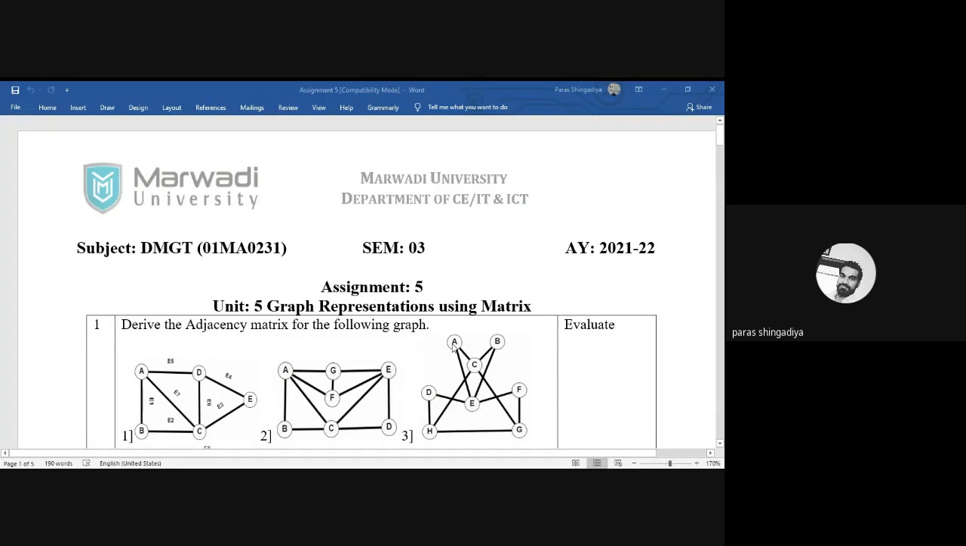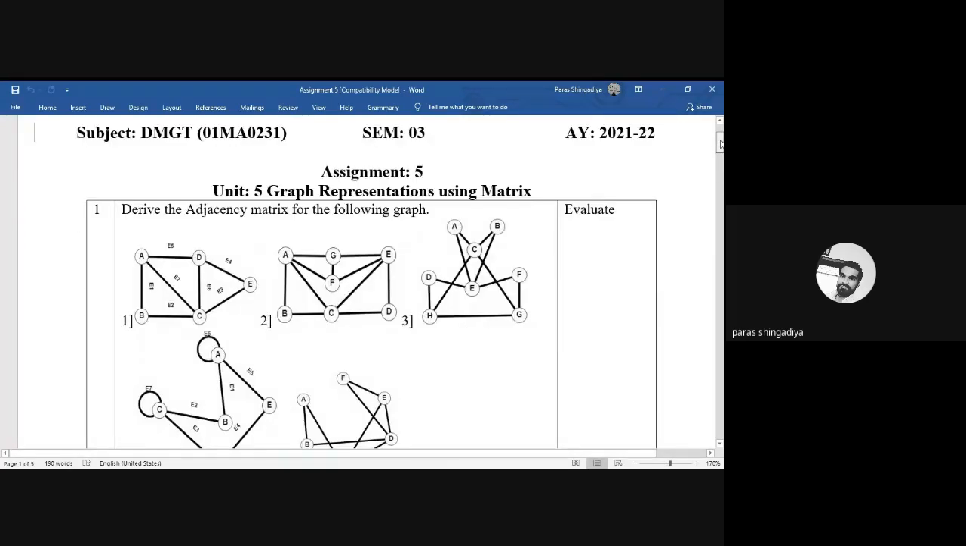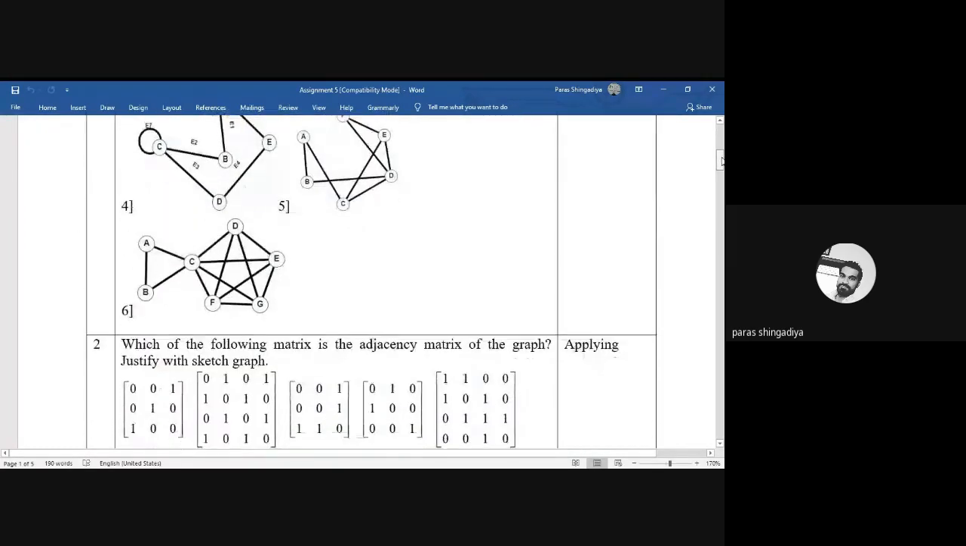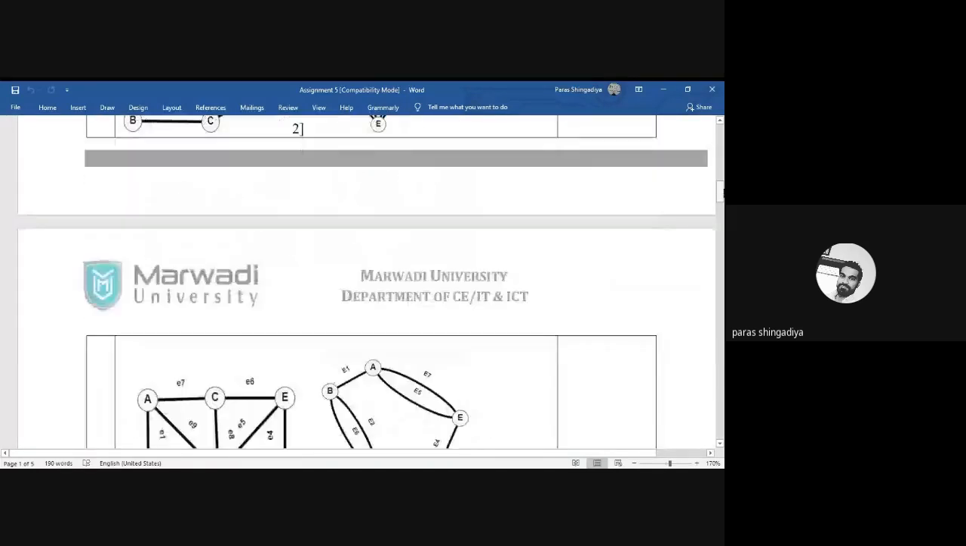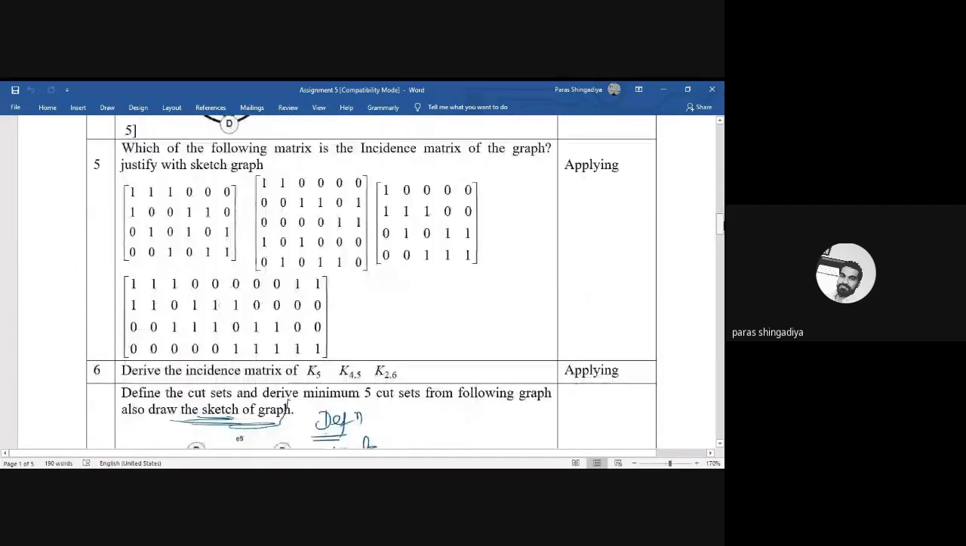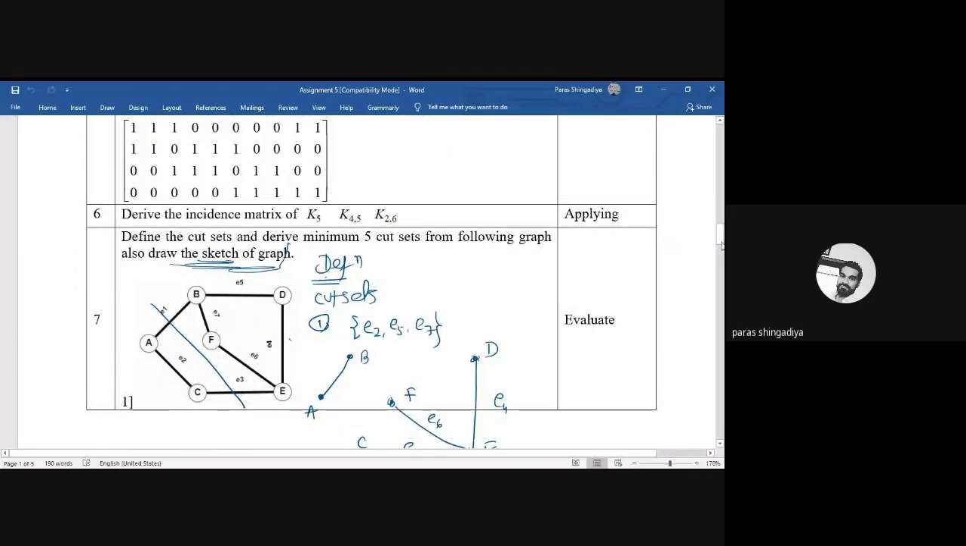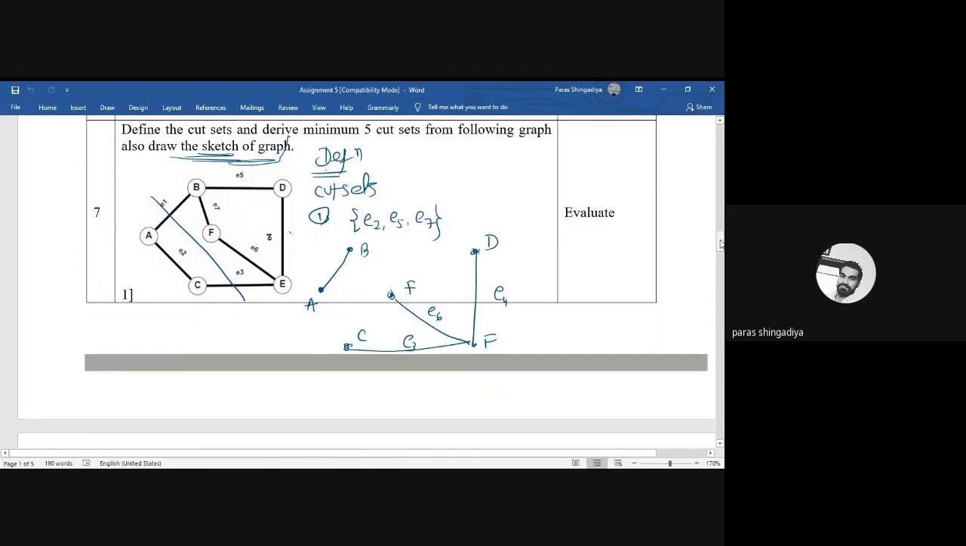Yeah, we are discussing the assignment from the last lab. How many questions had we finished in the last lab? Okay, the first six questions we had done. Good. So let's check the remaining questions.